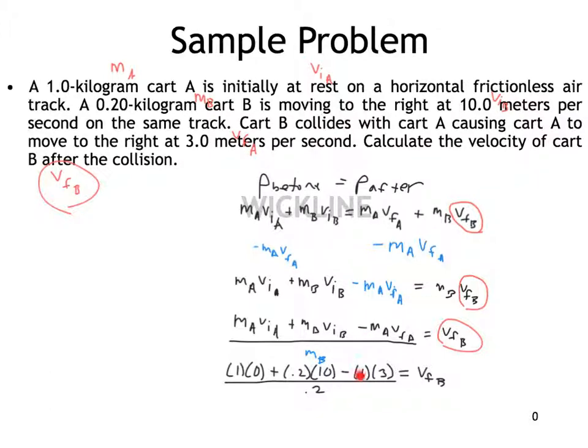And I have mass A and final velocity of A, which is here. And it's all over the mass of B, which is 0.2. And that's going to be equal to VFB. So now all we need to do is solve. So I got the VFB is -5 meters per second after all that. And that, of course, means 5 meters per second left, since I originally said that the positive value of 10 would mean right.